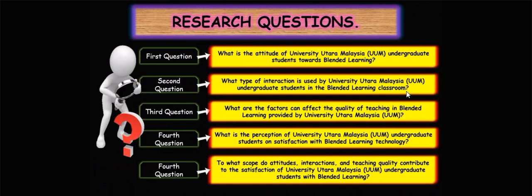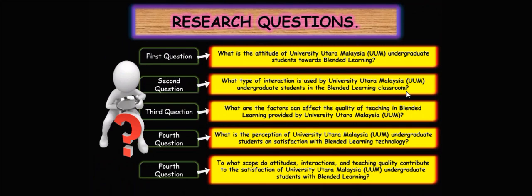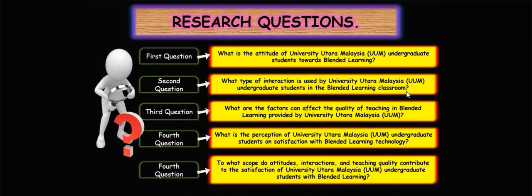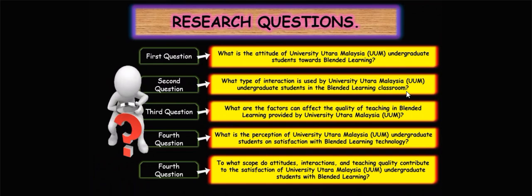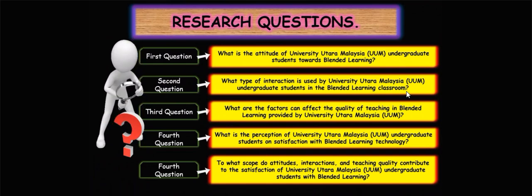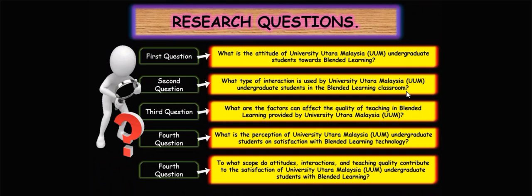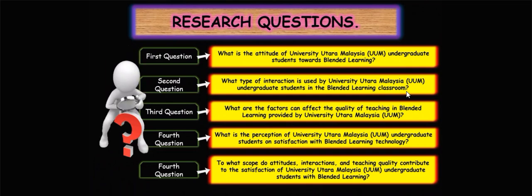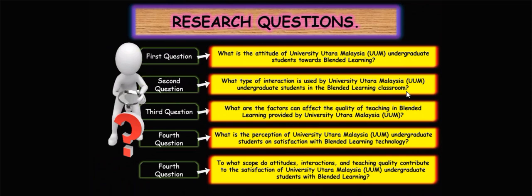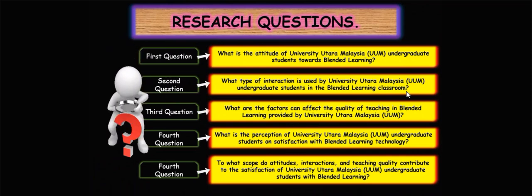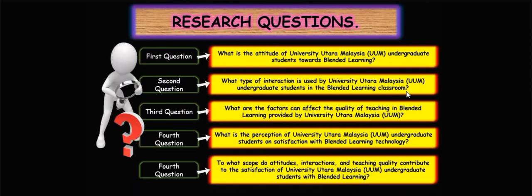Just now, what did you want to look at first? The relationship between attitudes, interaction, and quality of teaching. So, in my opinion, again, I stress, in my opinion, your first research question is, what is the relationship between attitudes and student satisfaction? Or what is the relationship between attitudes and satisfaction of UUM undergraduate students with blended learning? That's the first.